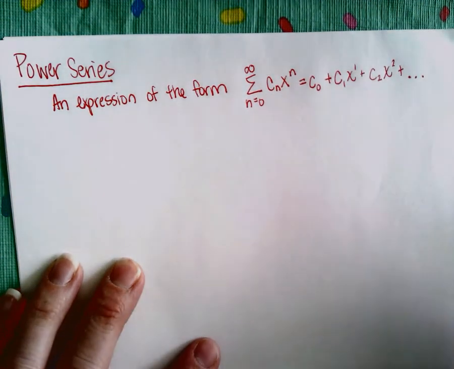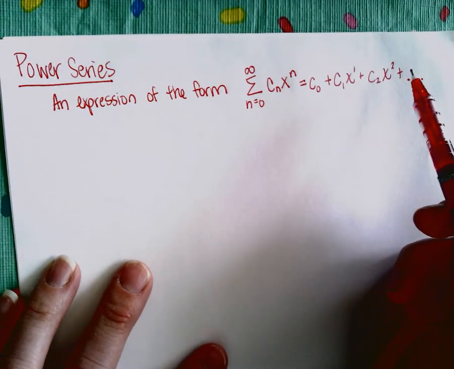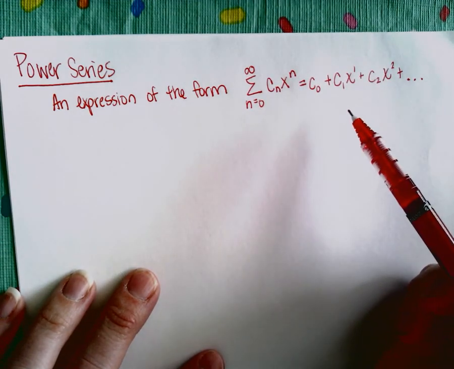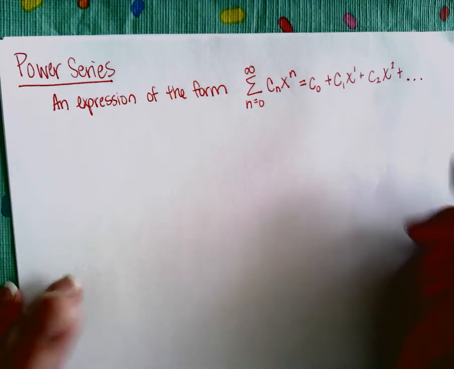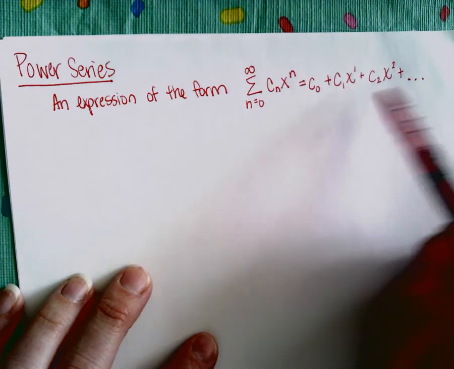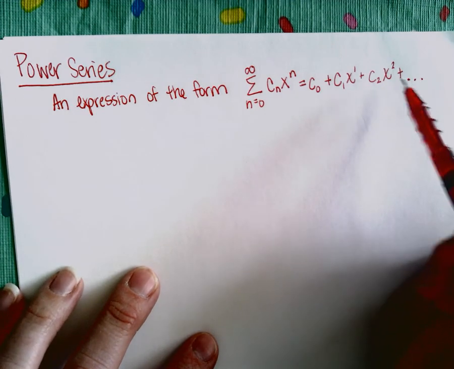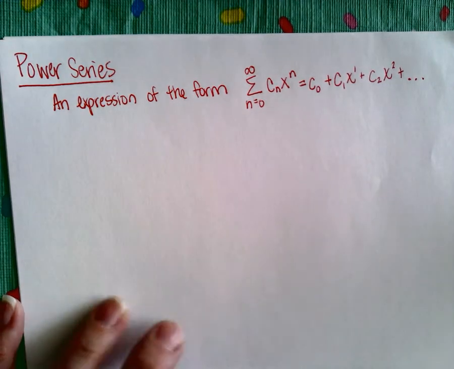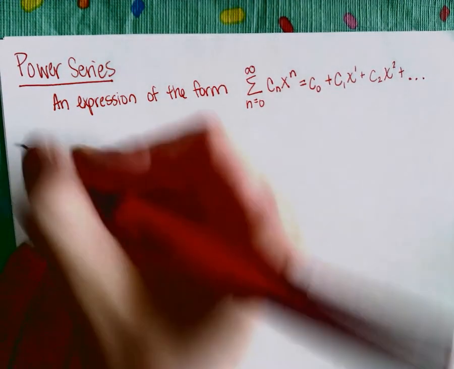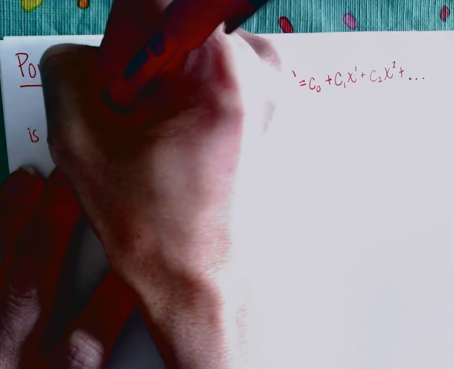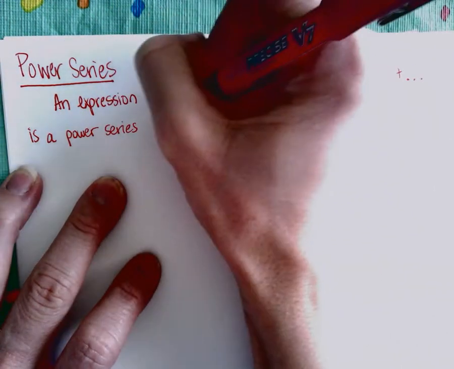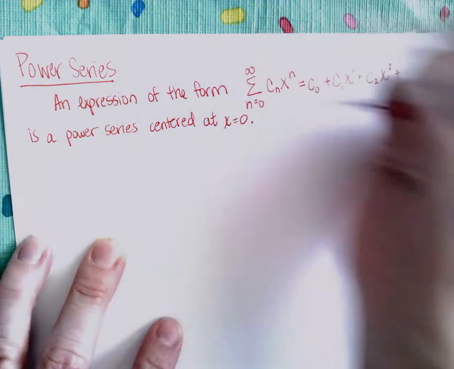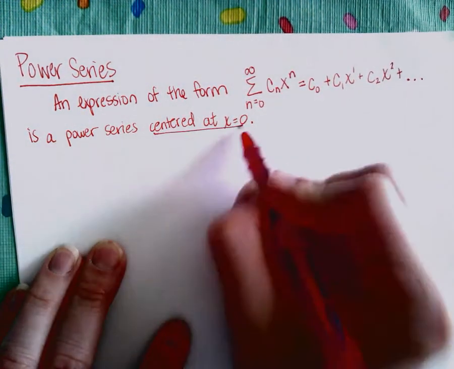As you can see, this would give you a polynomial. Polynomials are functions with terms added or subtracted together where you have x to different powers. This is what we would call an infinite polynomial because we have x squared and we would go up to x to the 100th, x to the millionth, etc. That's a new thing, an infinite polynomial. So an expression of this form is a power series centered at x equals 0. And we're going to talk more about this whole centered at x equals 0 thing.